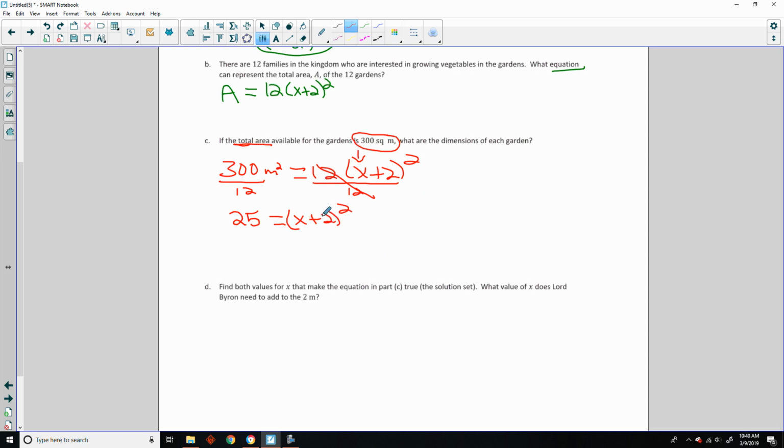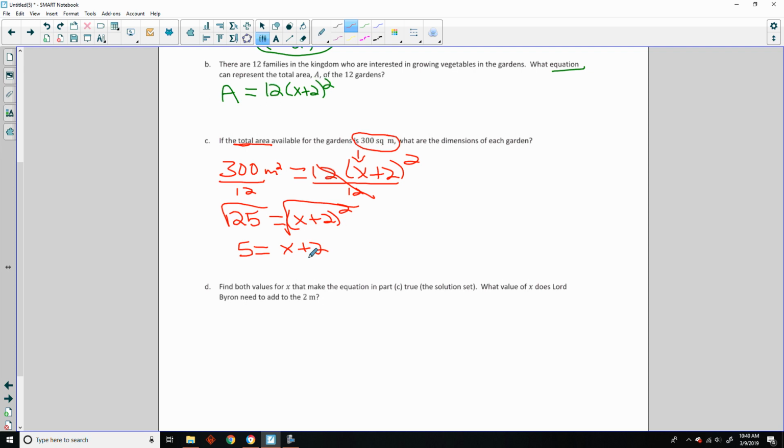Now in order to solve this, we now have a square, so we take the square root. And the square root of 25 is plus or minus 5, but we're talking about side length, so let's just ignore the negative. We can't have a negative length. So the square root of 25 is 5, and the square root of x plus 2 squared is simply x plus 2. Square roots and squares cancel each other out.